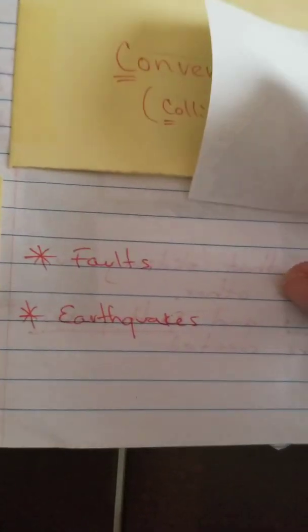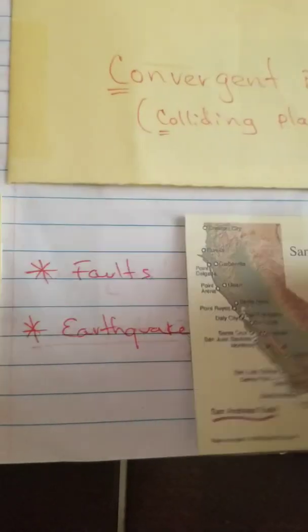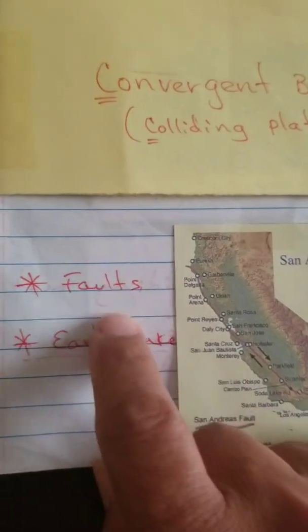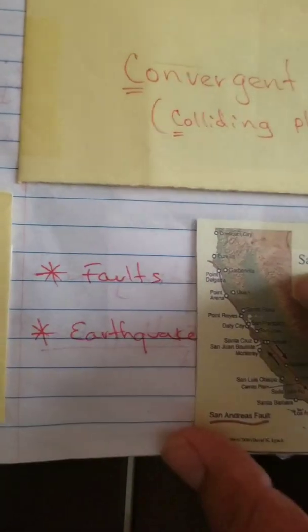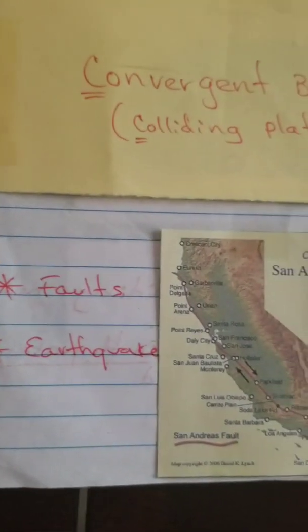So we already have here the type of features or the characteristics that are going to be found there. It's going to be faults and a lot of earthquakes. That's why you have a lot of earthquakes in California.